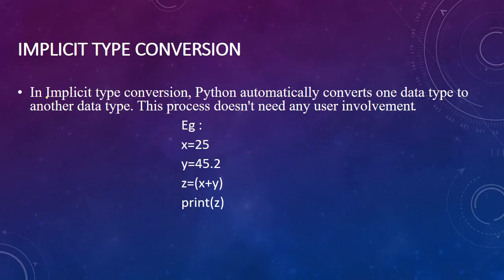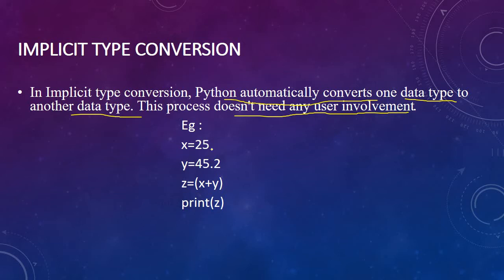Implicit type conversion. In implicit type conversion, Python automatically converts one data type to another data type. This process does not need any user involvement, which is implicit type conversion. In the case of implicit type conversion, the Python interpreter automatically converts one data type to another data type.